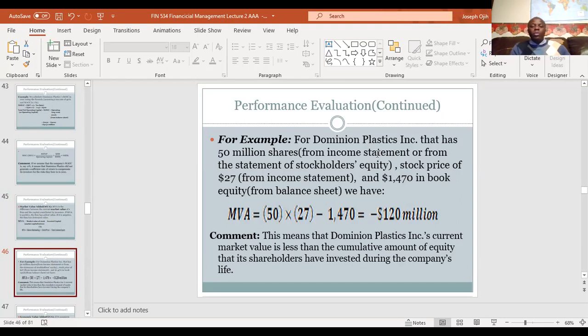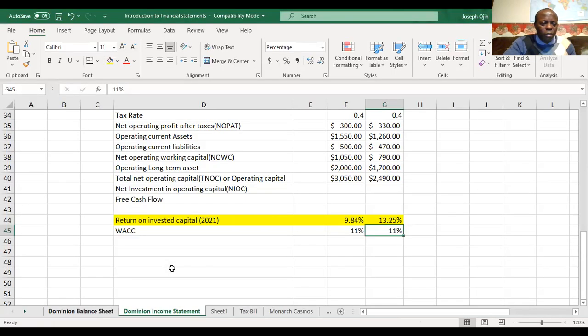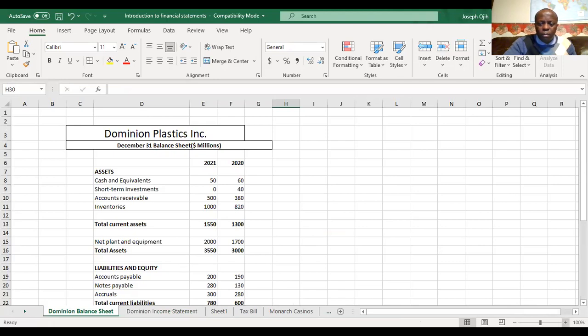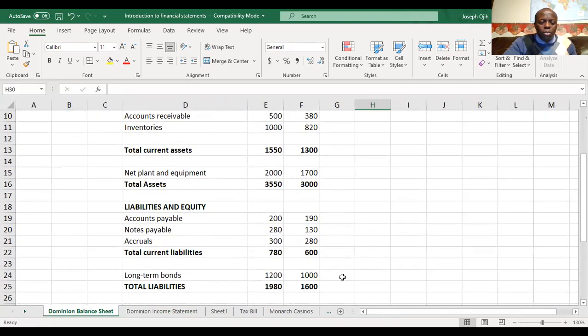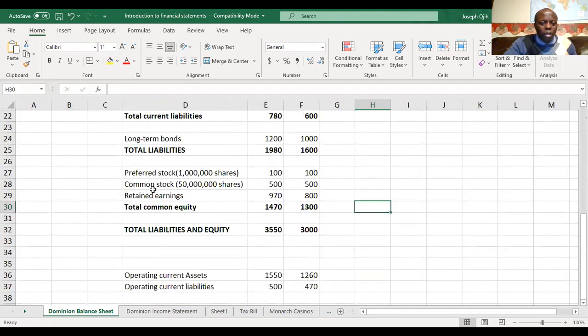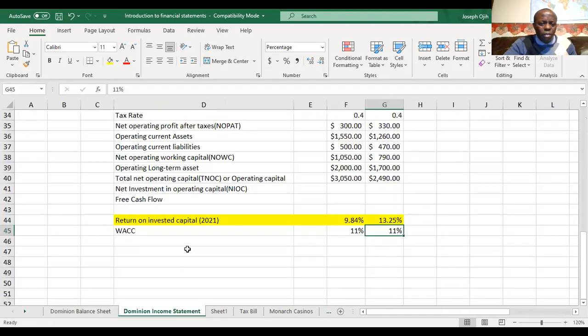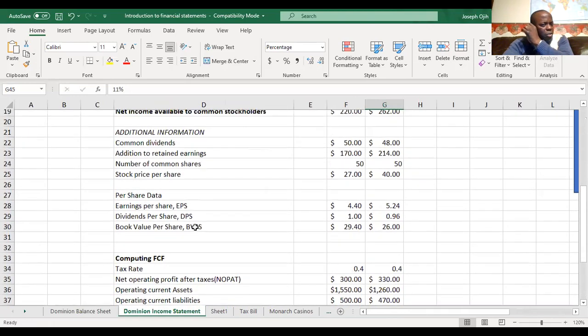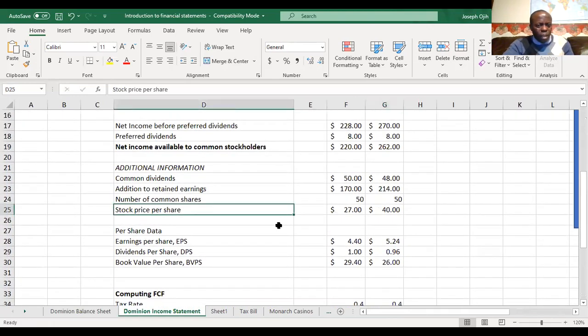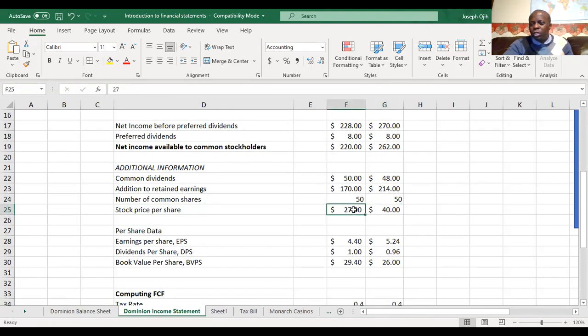It says that it has 50 million shares. When you look at the balance sheet of this company, I'm going to make it bigger. You will see that when you come to the equity section, it has 50 million common shares. Now the price per share, you can see from the income statement. Stock price per share, you can see right here. It was $40 per share in 2020, but $27 per share in 2021.